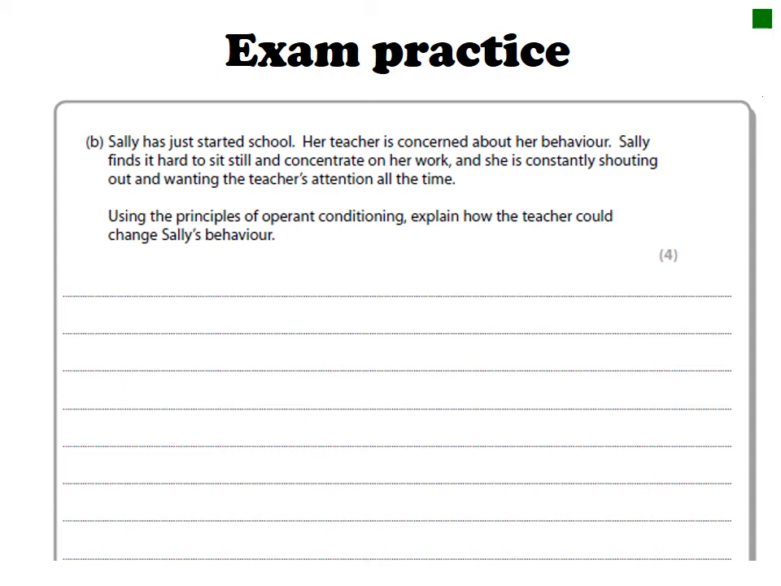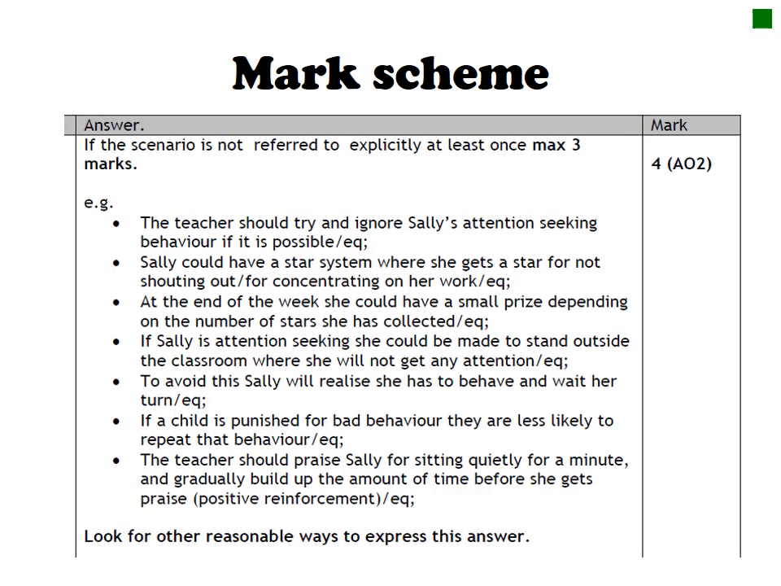I would advise you to pause now and have a little look and a little go at this exam question. It was from an AS exam paper. It's an AO2 question, but you're using the principles of operant conditioning to explain how the teacher can modify Sally's behaviour. The next slide I'm going to show you is the mark scheme.